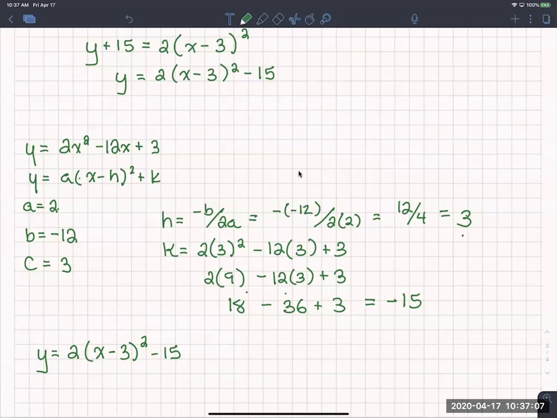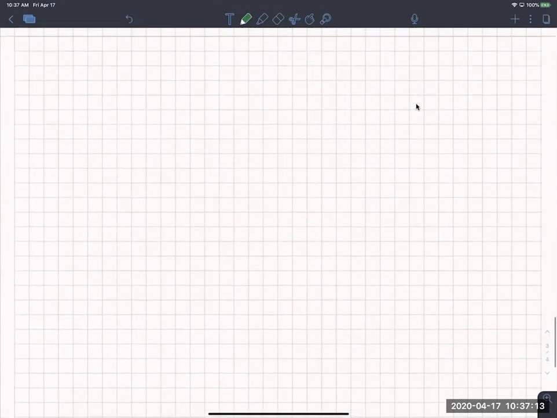All right, so let's do an example. Let's start off easy. I'm going to give you an easy one, and then we'll ramp up from there. Okay. Given an equation in standard form, convert this into vertex form, please.